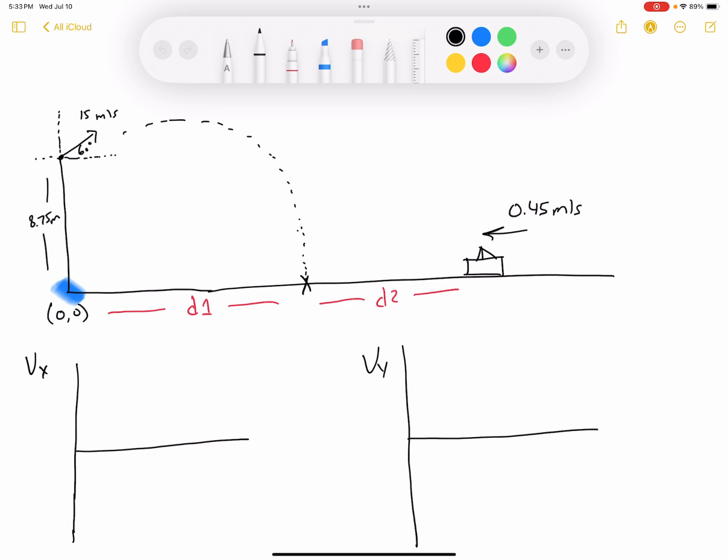But we also have a boat, and the boat's over here on the right hand side. The boat's going to be moving to the left, and the ball's going to be moving to the right, and we want them to meet at the same time. So the question is, at the time the person throws the ball, how far away should the boat be so that they can intercept the thrown baseball? All right, so that's the basic setup.